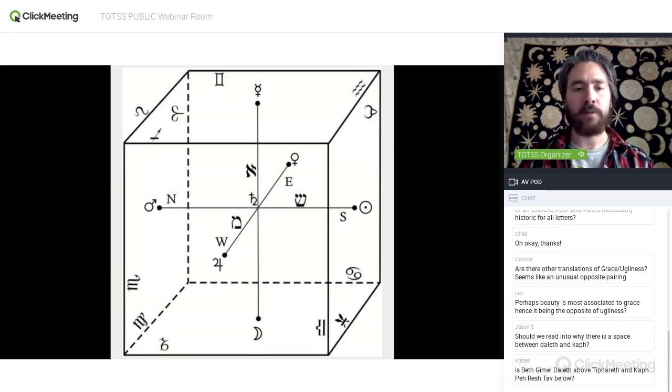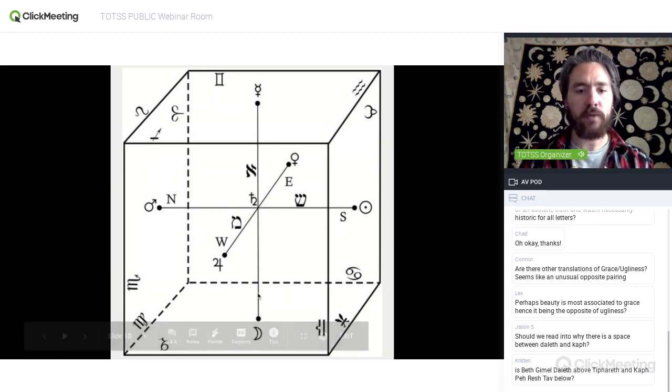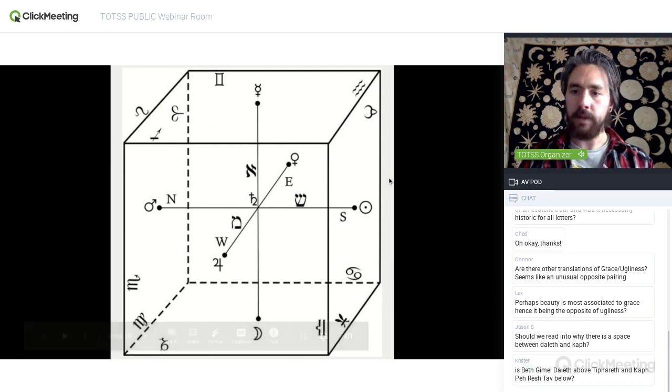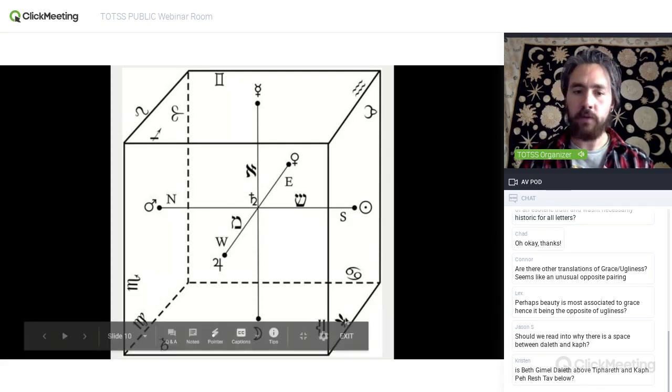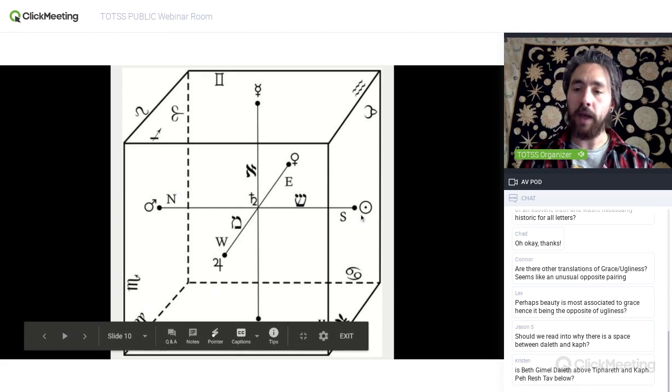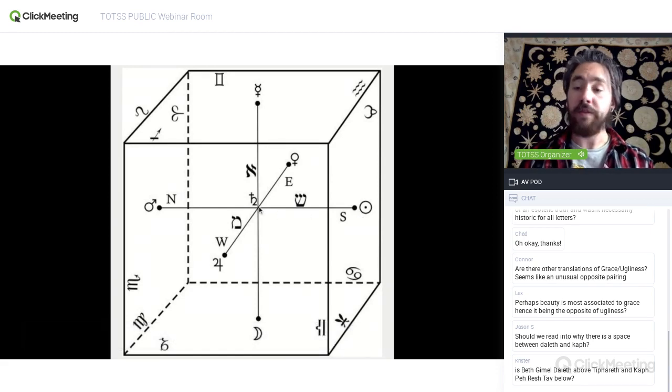So Beth, which is attributed to Mercury, is the top face of the cube. Gimel, attributed to the moon, is the bottom face of the cube. Our eastern face of the cube is attributed to Daleth, which is Venus. The western face of the cube is Kaf, which is Jupiter. The northern face of the cube is Pei, attributed to Mars. And the southern face of the cube is Resh, attributed to the sun. And then at the very center, we have Tav, the palace of holiness.